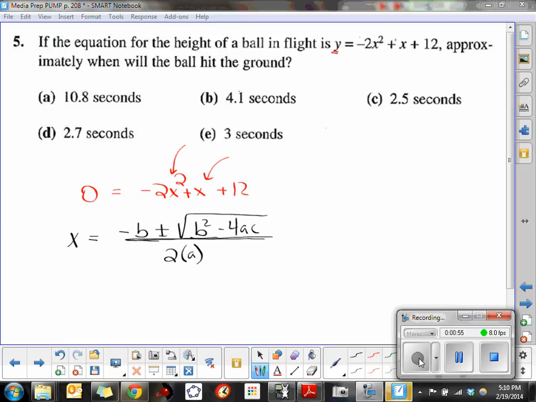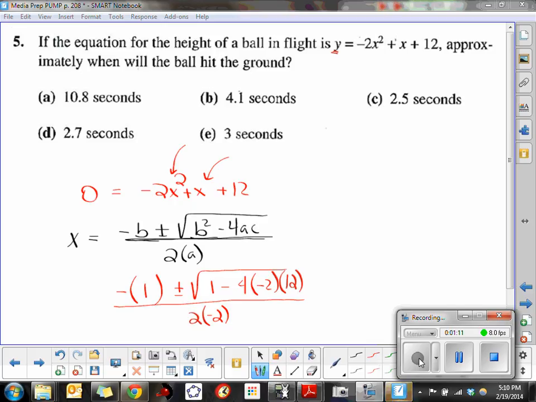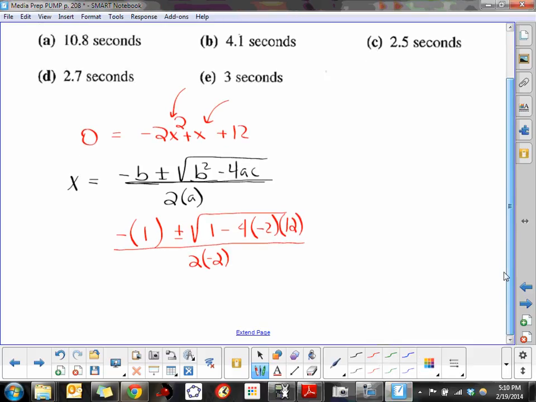We need the negative of the value of b, which is a 1, plus or minus the square root of 1 minus 4 times a, which is a negative 2, times c, which is 12, all over 2 times a, which is 2 times a, negative 2. We'll simplify this, and then after we simplify, we'll find out what our values of x are.